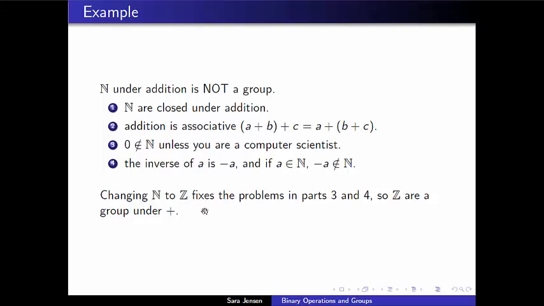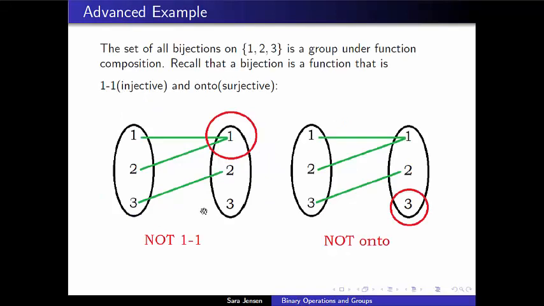So while the natural numbers fail to be a group under addition, the integers are a group under addition, and they're a very good, classic, familiar example that help take that big, scary definition and make it feel a little bit more comfortable. I'd like to do one more example, which is a very strange and unfamiliar example to show you just how broad the definition of a group is. So what I'd like to do is show you that the set of all bijections on the numbers 1, 2, 3 is a group with operation function composition.